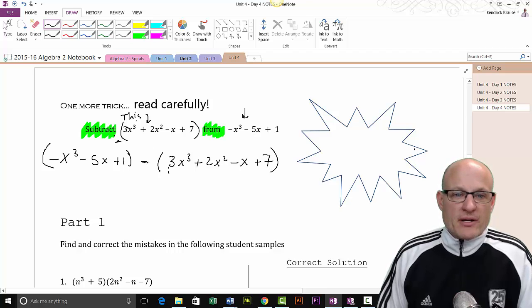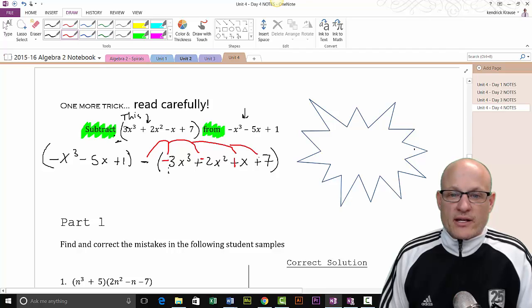All right, and I'm going to just distribute this negative. So the negative goes here, it becomes minus. The negative goes here, it becomes minus. The negative goes here, it becomes positive. And the negative goes here, it becomes minus. And now I can just combine. So I got negative x cubed and negative 3x cubed, so that's negative 4x cubed.